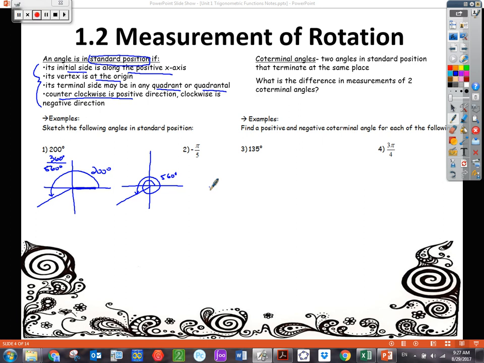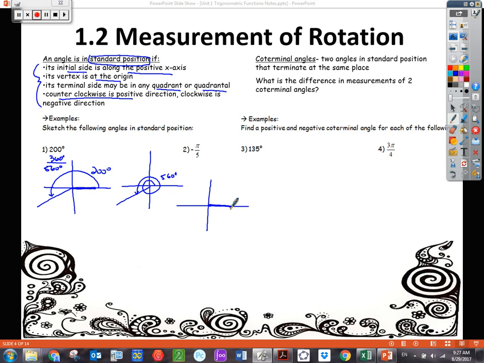We have negative pi over 5. Yes, it's in radians. I love radians. All right, negative means that we're going backwards, right? Our initial side is still right here. It's still right there on the x-axis. But now we're rotating backwards.